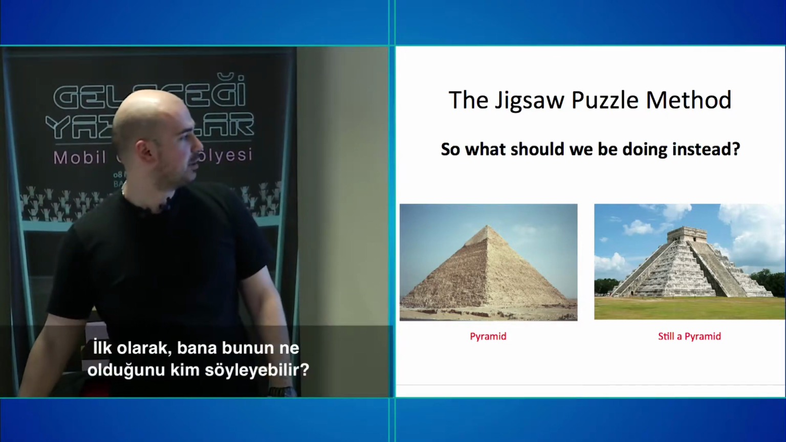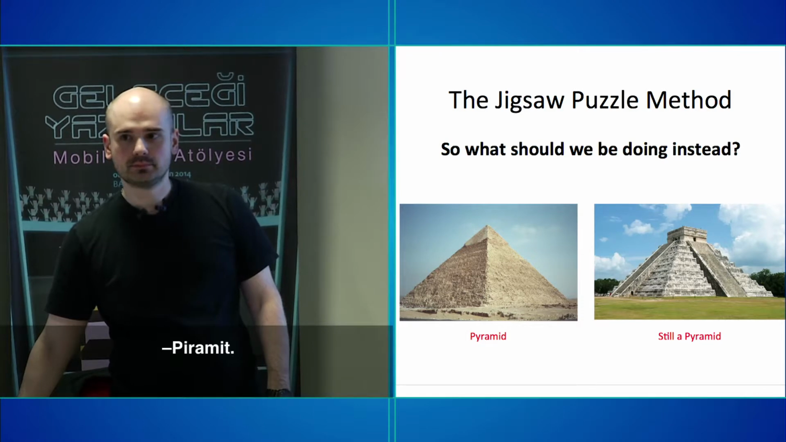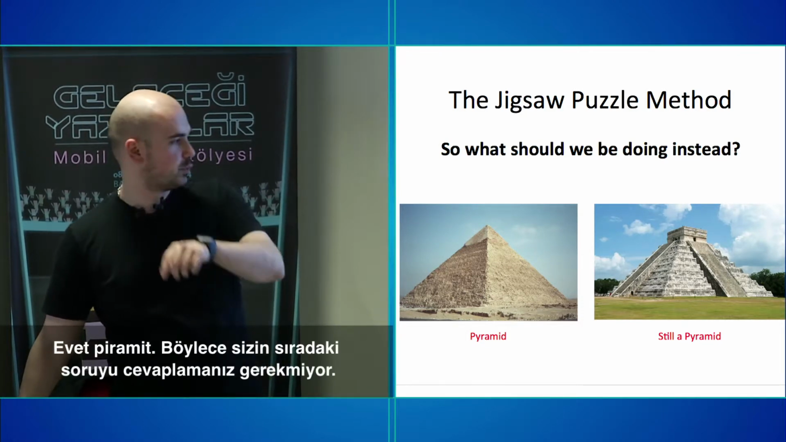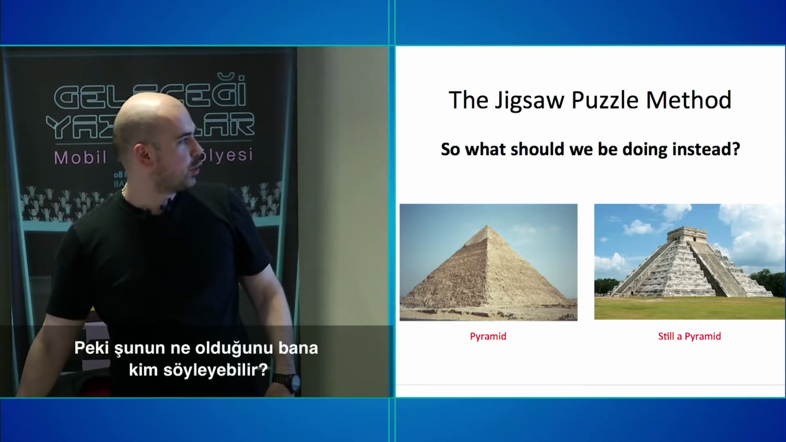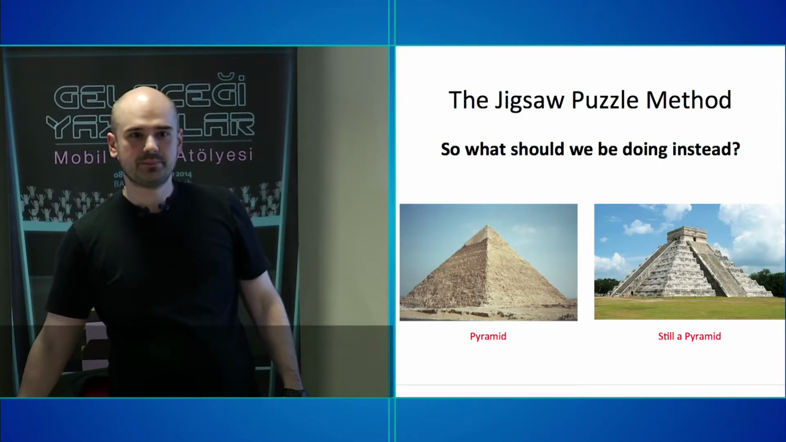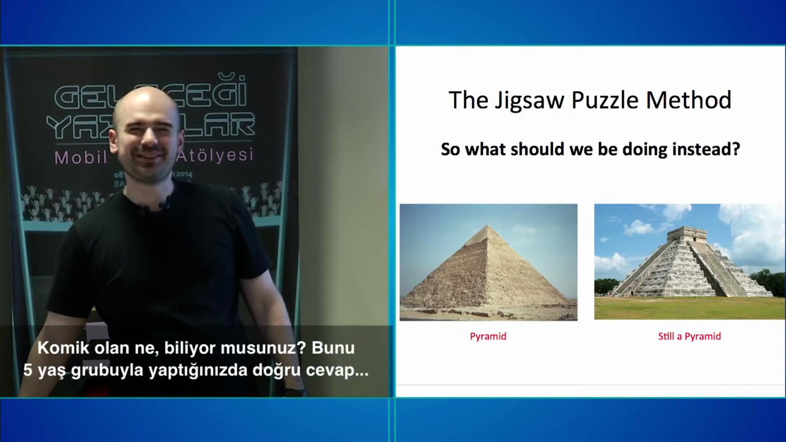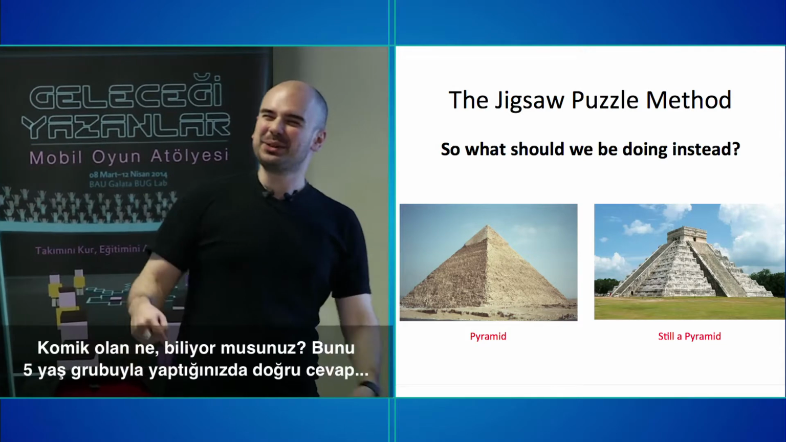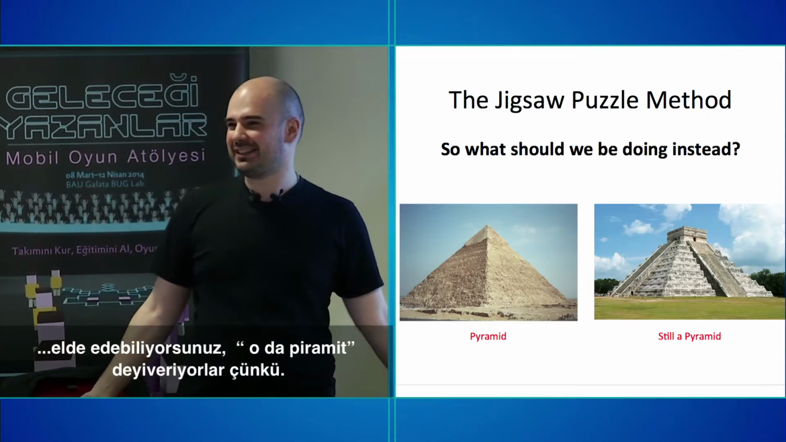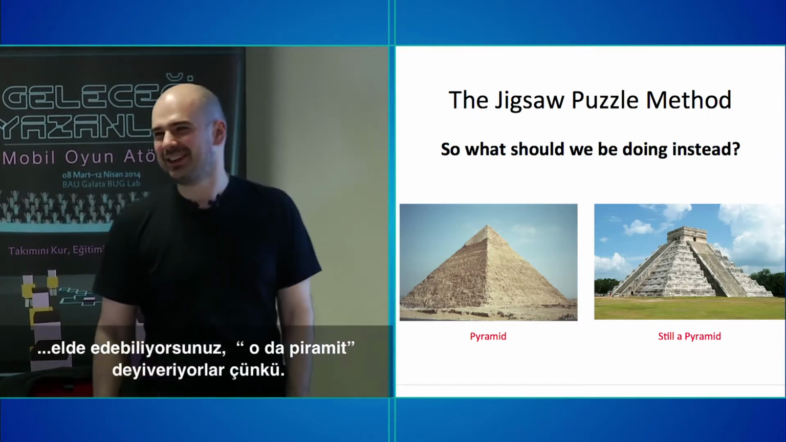So first of all, can anyone tell me what this is? It's a pyramid. Okay, so you don't get to answer the next one. Who can tell me what that is? Ziggurat. See, this is so funny. When I do this with 5-year-olds, they get it right. They say pyramid the second time too, right?